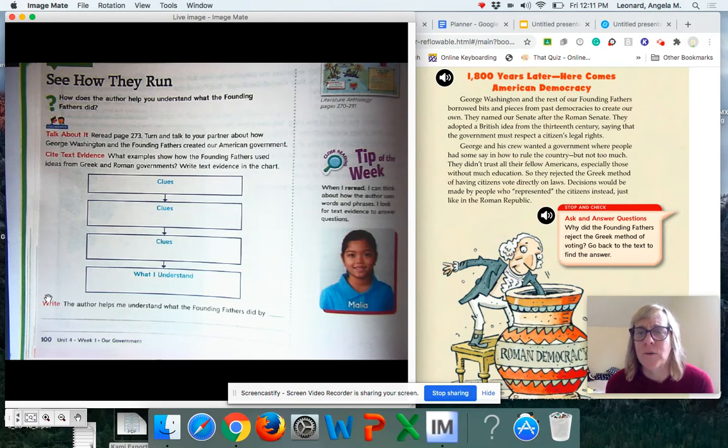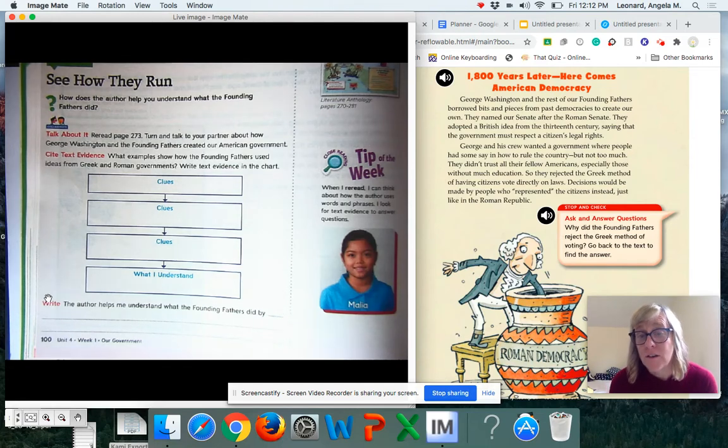George and his crew wanted a government where people had some say in how to rule the country, but not too much. They didn't trust all their fellow Americans, especially those without much education. So they rejected the Greek method of having citizens vote directly on laws. Decisions would be made by people who represented the citizens instead, just like in the Roman Republic.